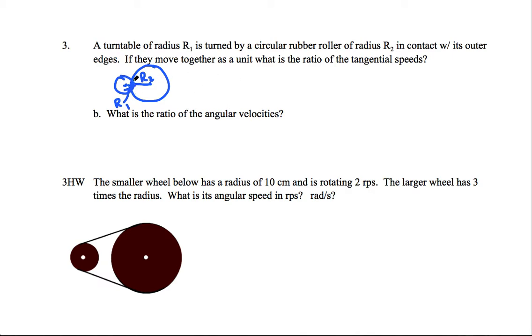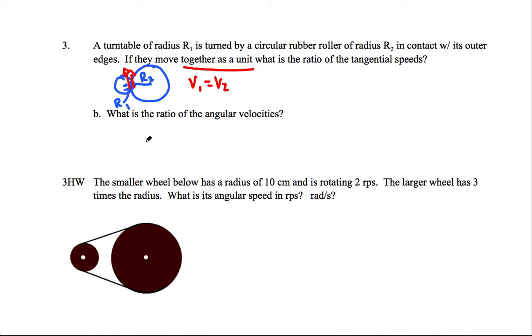Well, since they're in contact, when this one is moving, whatever that V1 and that V2 is, they have to be equal. Because otherwise, if they were not equal, there'd be some slipping. And we're assuming that they're moving together as a unit.